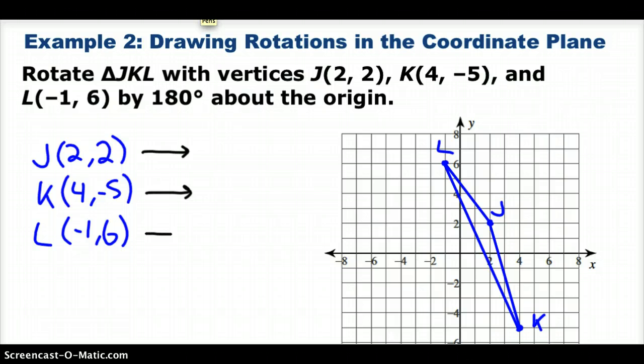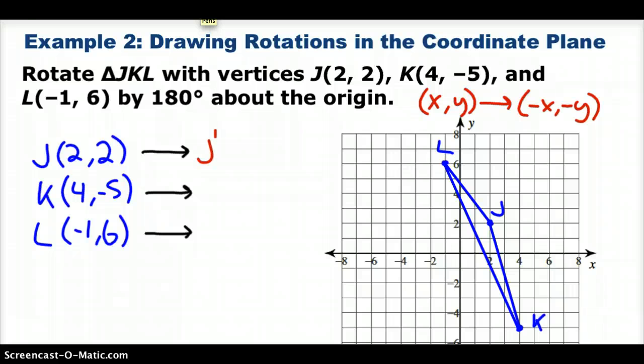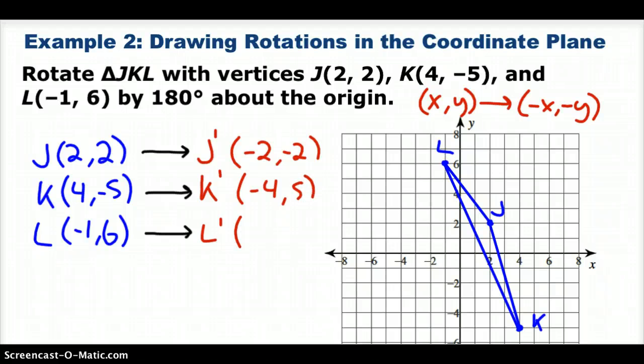Recall from your rules, which you should be able to see in your notes, that when we have a 180 degree rotation and we start with (x, y), we change that to (-x, -y). What we change to here is going to be the points J prime, K prime, and L prime. If I make both the x and the y value negative, I'll have (-2, -2). For K prime, I will have (-4, 5). And for L prime, I will have (1, -6).